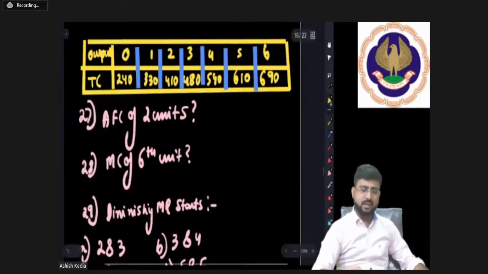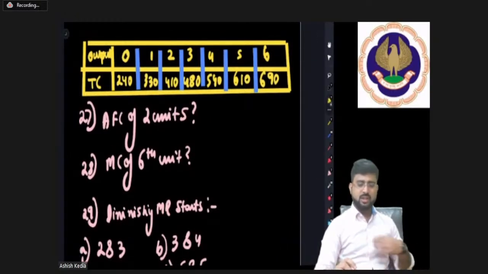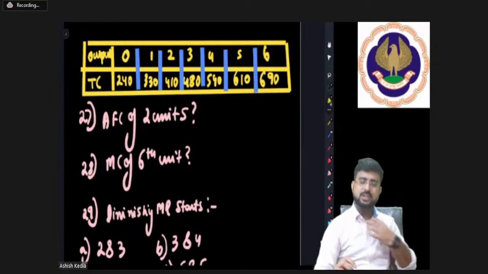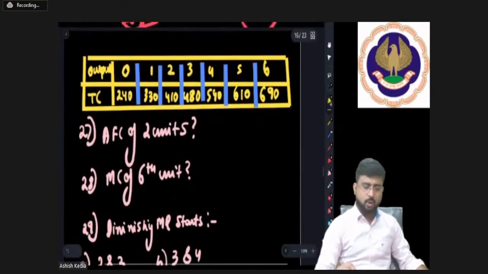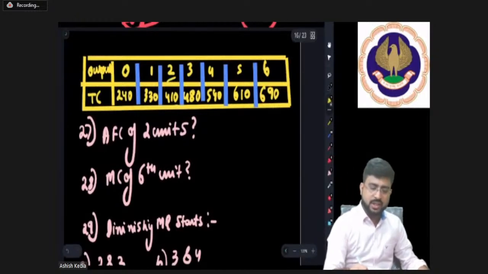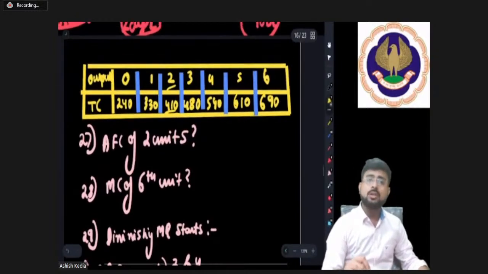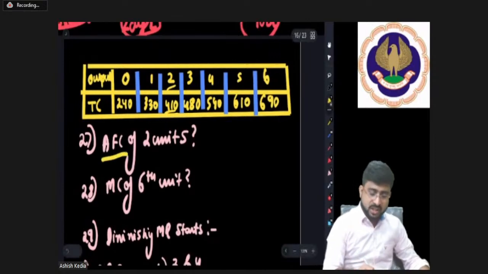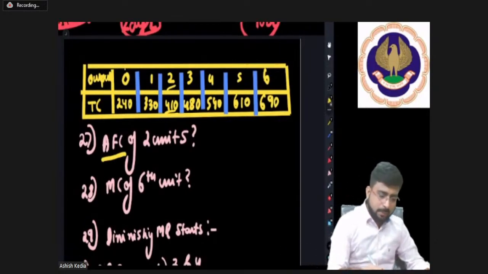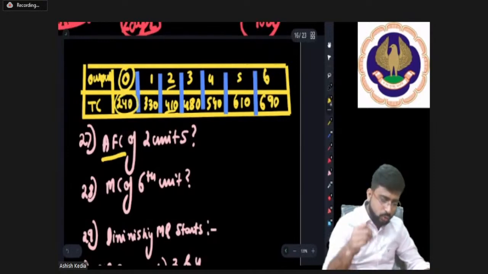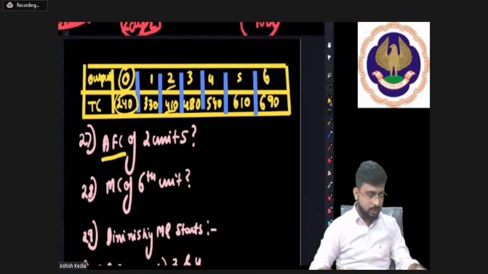So let's see AFC of 2 units. See, average fixed cost of 2 units, maximum students, you are correct. Very good. You see, pay attention. What you people are doing is 410 by 2. It is wrong. It is average cost. Question is asking average fixed cost. Sir, how do we know total fixed cost then? The cost that is incurred at 0 level is total fixed cost only.